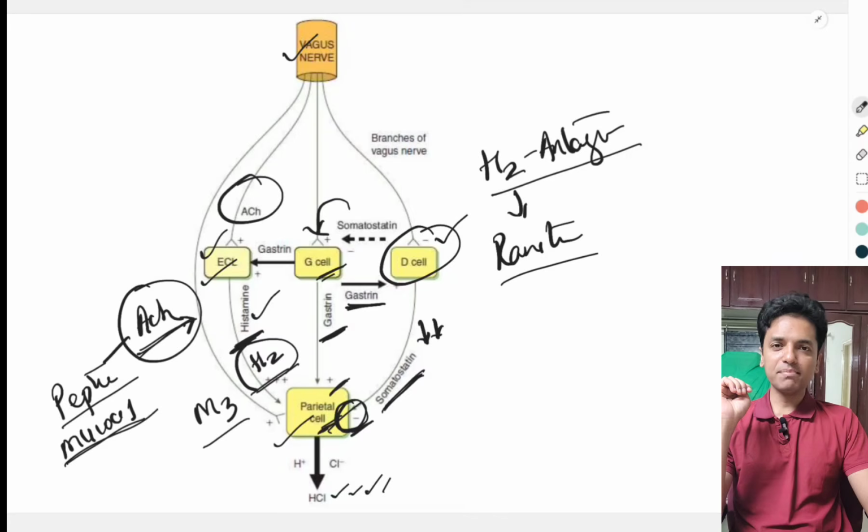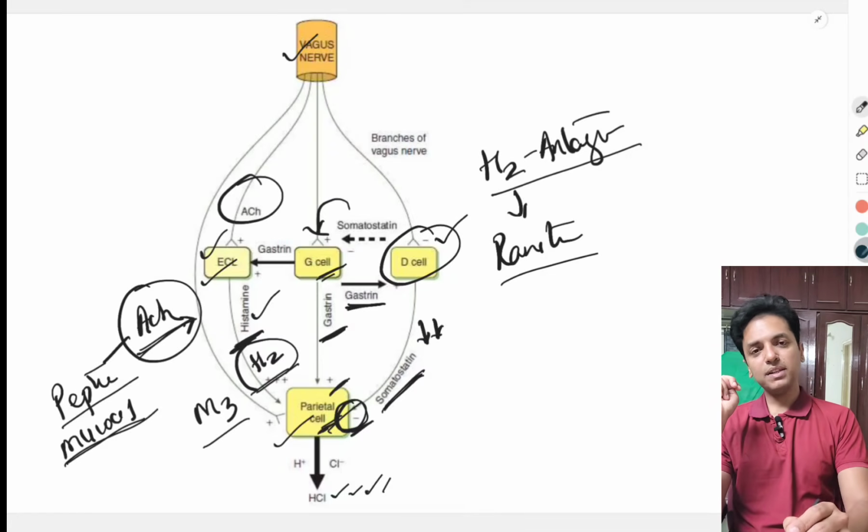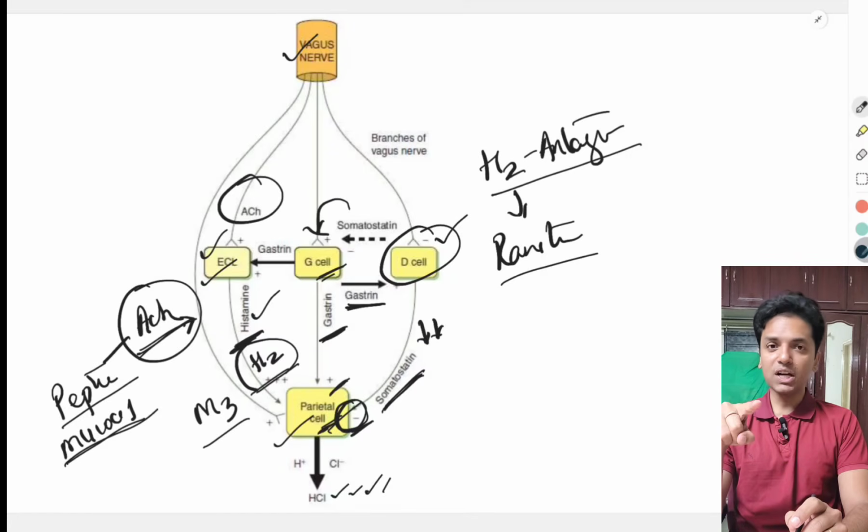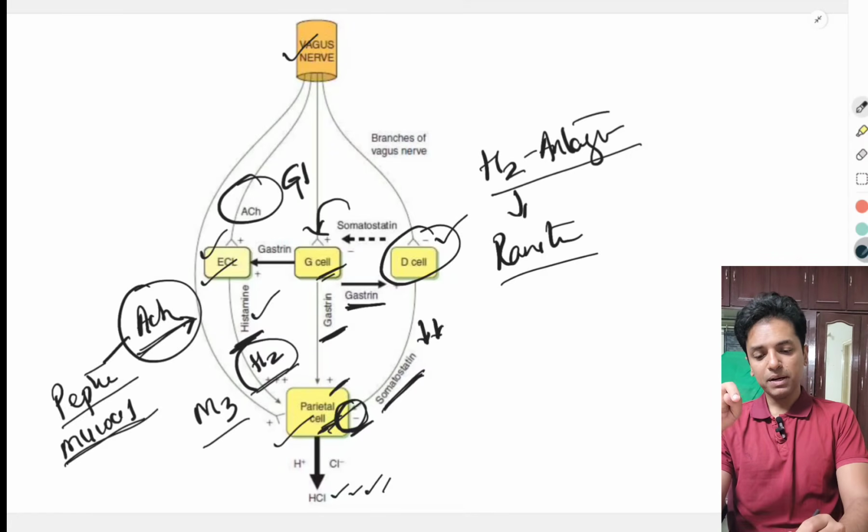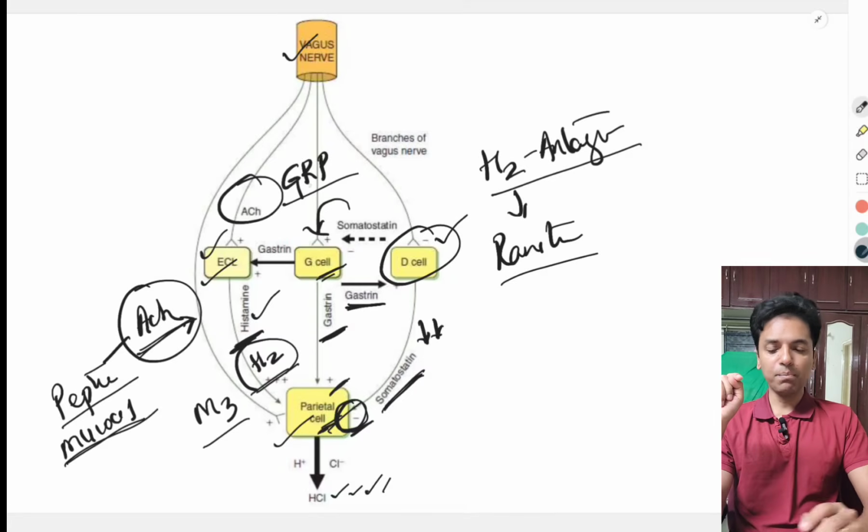So these are the four ways by which the vagus can act. It can directly stimulate the parietal cell, or else it's going to stimulate the ECL cell, and hence the ECL is secreting histamine, which stimulates the parietal cell. It can stimulate the G cells, and the G cells in turn stimulate the parietal cells. Remember that the stimulation of the G cell is not occurring because of the cholinergic fibers, but because of secretion of one compound called GRP, that is gastrin releasing peptide. So the fibers which are stimulating the G cells are non-cholinergic vagal fibers.